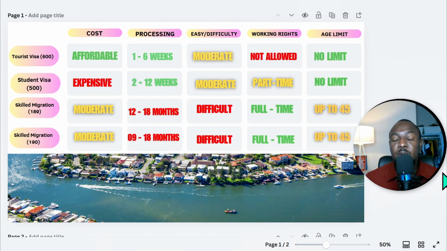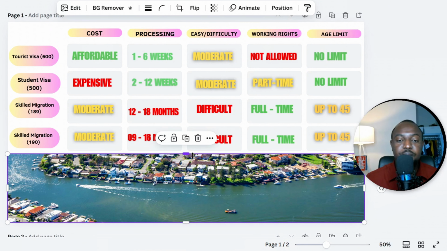Processing time, you'll be looking at around 9 to 18 months to go through the process. How easy is this? I'll say it is difficult, but the only advantage of 190 over 189 is that with 190 you get an extra 5 points once you express your interest. So this makes it a bit easier as compared to the 189, but again, it's not that easy. Working rights, you come here, you work full time. Again, there's an age limit. You need to be 45 or below to get a grant for this visa.